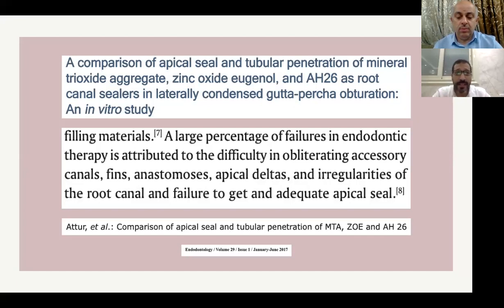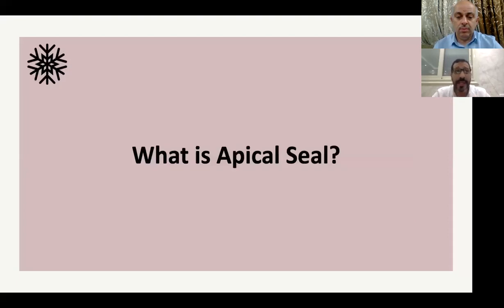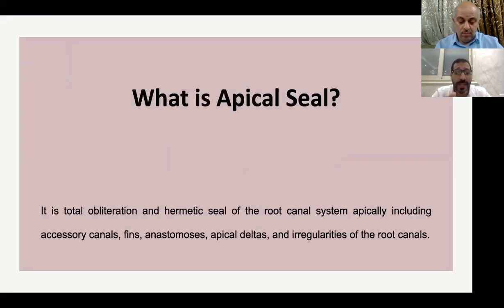Actually, besides creating a fluid-tight or hermetic seal of the root canal system, we have to know what our challenges are. It is very important, because if you don't know the meaning of apical seal, you cannot understand the challenges that you can meet during root canal treatment. Apical seal means total obliteration and hermetic seal of the root canal system apically. The general terminology of sealing means complete obliteration of the root canal system. So what challenges can we meet during root canal treatment? We have accessory canals, fins, anastomosis, apical deltas, and irregularity of the root canal system. All of them form one unit, what's called the apical delta system.